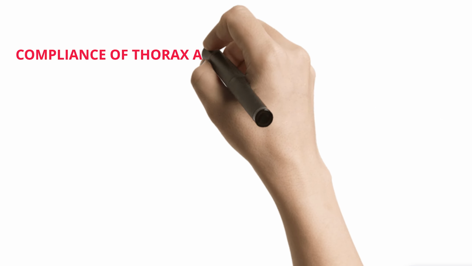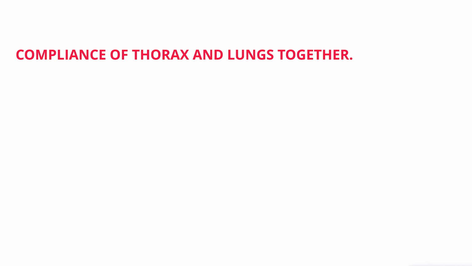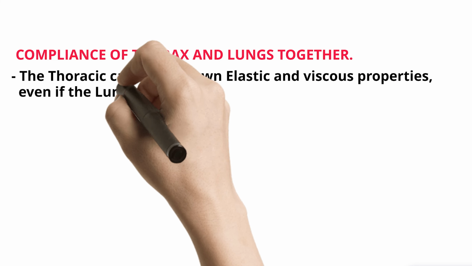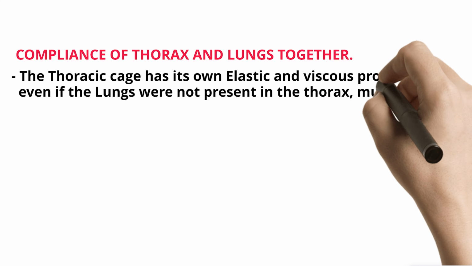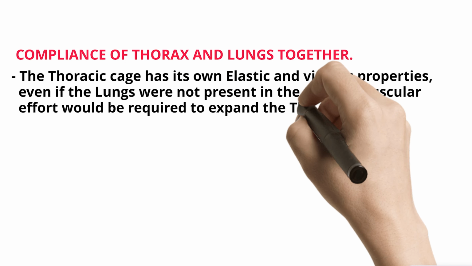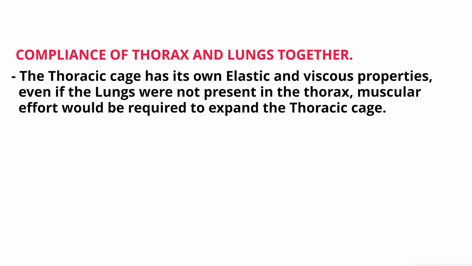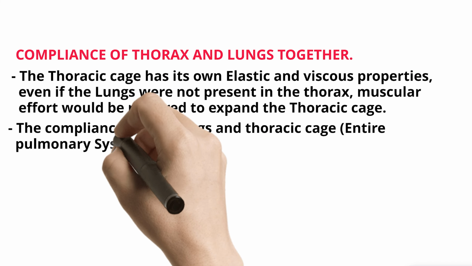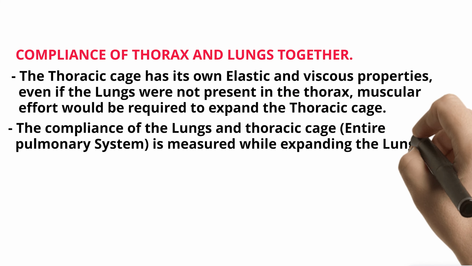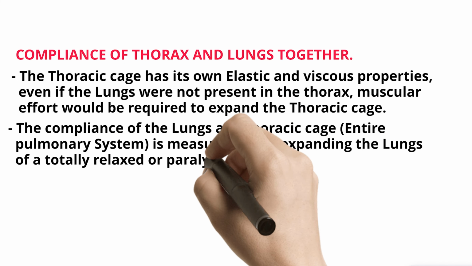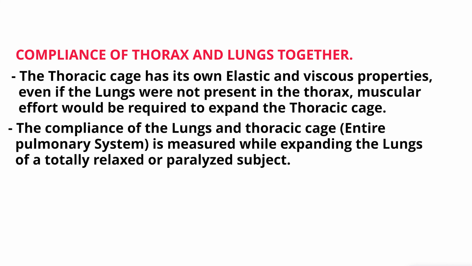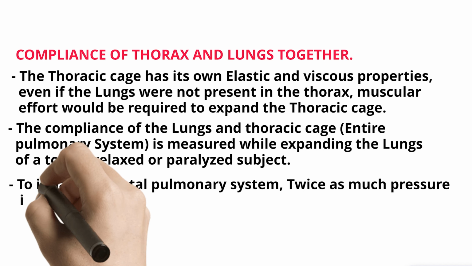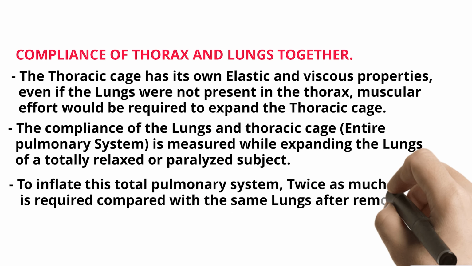Compliance of thorax and lungs together. The thoracic cage has its own elastic and viscous properties. Even if the lungs were not present in the thorax, muscular effort would be required to expand the thoracic cage. The compliance of the lungs and thoracic cage, the entire pulmonary system, is measured while expanding the lungs of a totally relaxed or paralyzed subject. To inflate this total pulmonary system, twice as much pressure is required compared with the same lungs after removal from the chest cage.